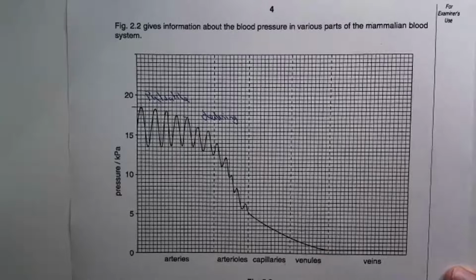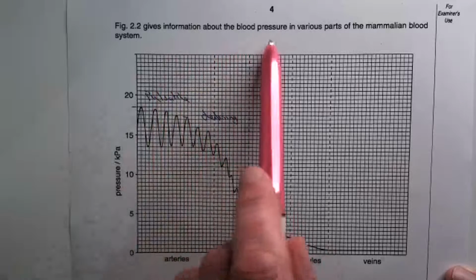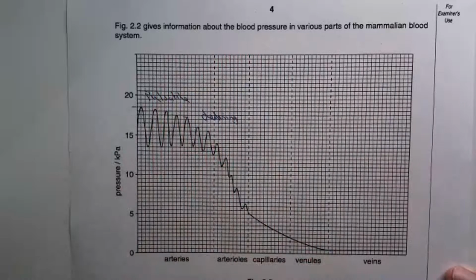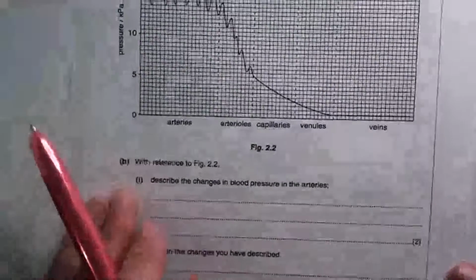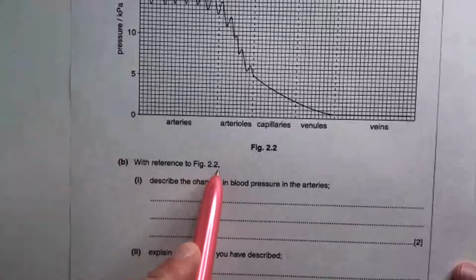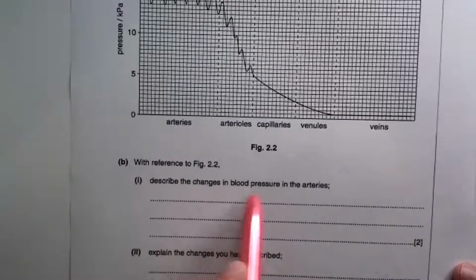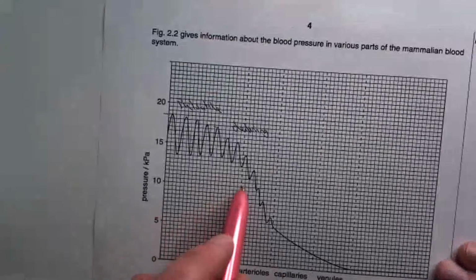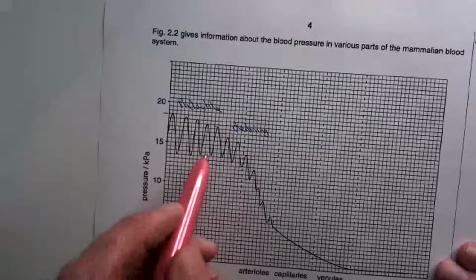This is an exam question about blood pressure in various parts of the mammalian blood system. So we've got the blood pressure going from arteries to arterioles, capillaries, venules, and veins. The first question says, with reference to figure 2.2, describe the changes in blood pressure in the arteries. So we're just looking at this section here.